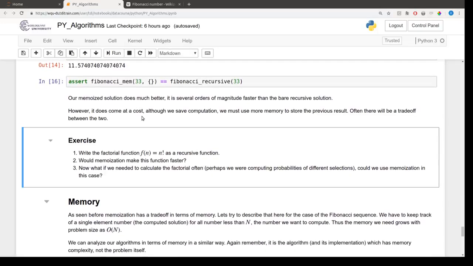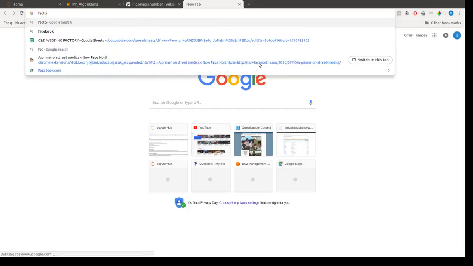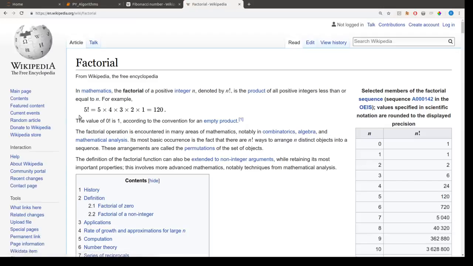So at this point, I'd like you to pause the video and complete these exercises. First, write a factorial function that will compute the factorial recursively. If you're not familiar with factorial as a mathematical operation, you can simply Google it. So 5 factorial is 5 times 4 times 3 times 2 times 1.